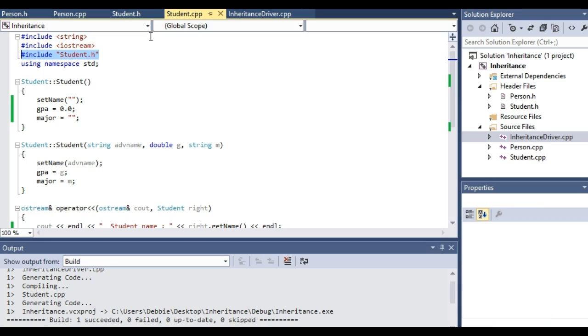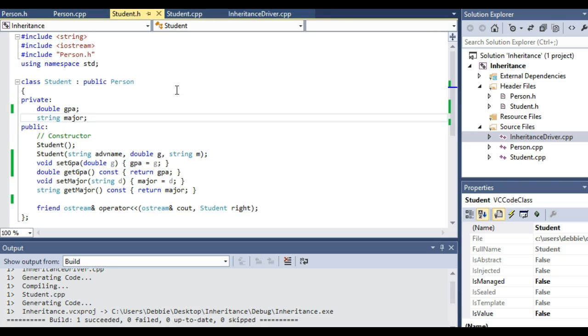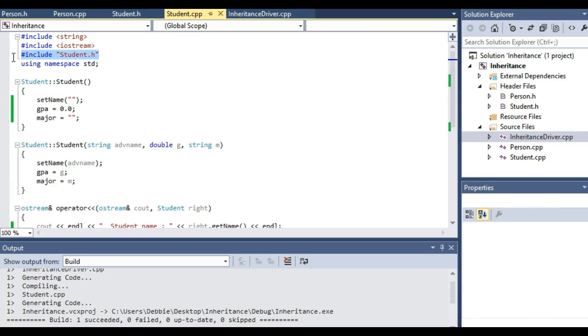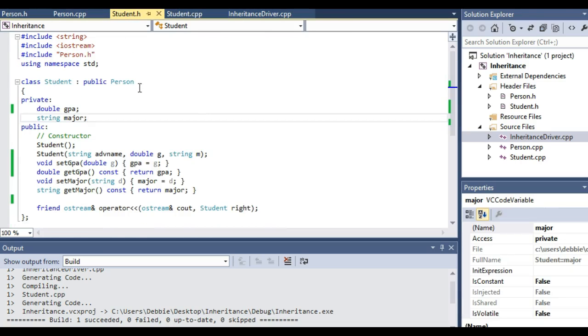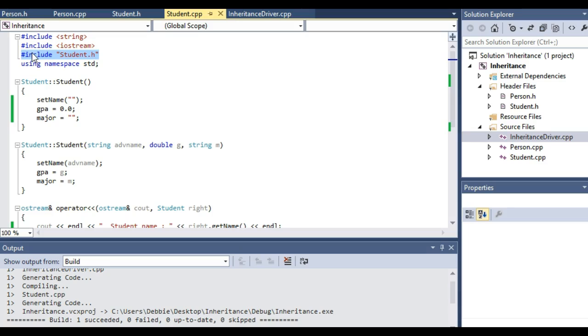This has to include student.h, right? It does not include person.h because when you include student.h, that's already including person.h as well. So when you include student.h here, you're getting student.h and person.h. Alright, so let's take a look.